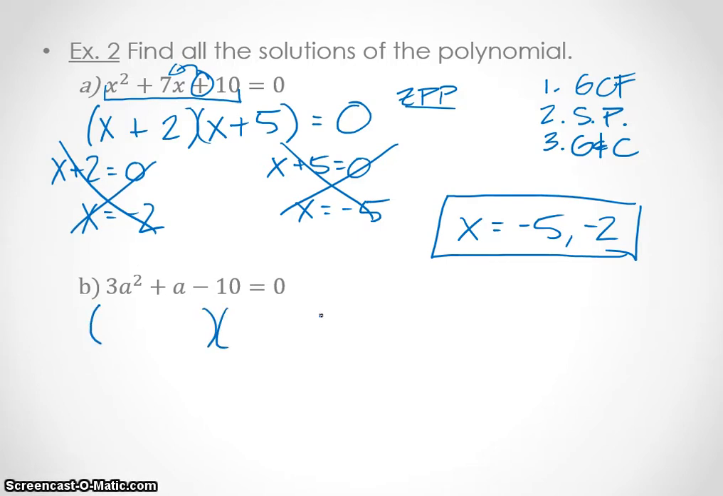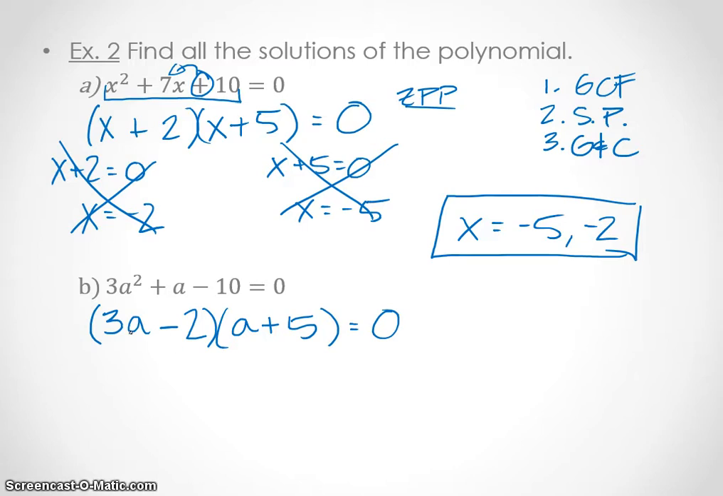So we set it up like so, not forgetting that equals 0. And to get the 3a squared, we're going to need a 3a, and we're going to need an a. So now for 10, we can do 1 and 10 or 2 and 5. Let's do 2 and 5. Let's do 2 here and 5 here. And we need alternating signs that make a positive. So this is the bigger one.